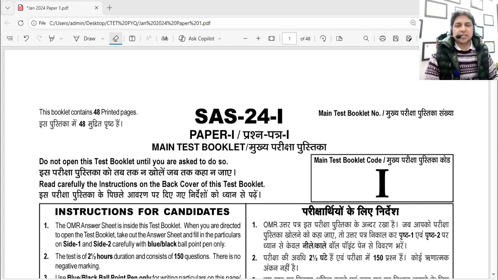Welcome to ACM classes. Today we're going to solve the CTET 2024 January exam, and we're going to solve the Quant practical section out of it. Let's look at the paper.